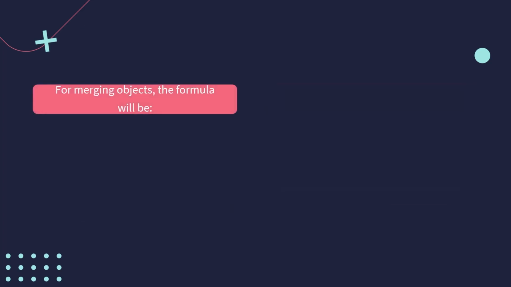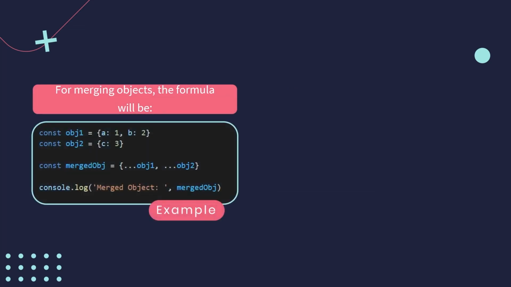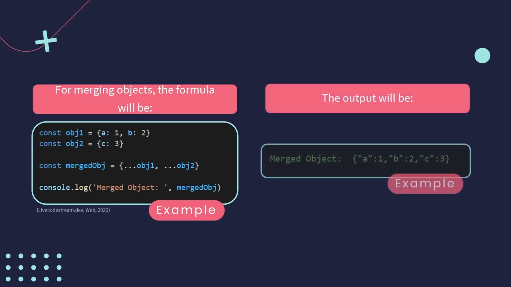And for merging objects, the formula will look like this. Same as lists, we defined two objects, and then we use the spread operator to merge them, and the output is this. The spread operator will copy the two objects and put them into the merged object, as you can clearly see.